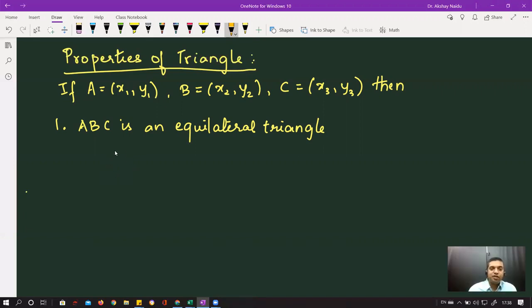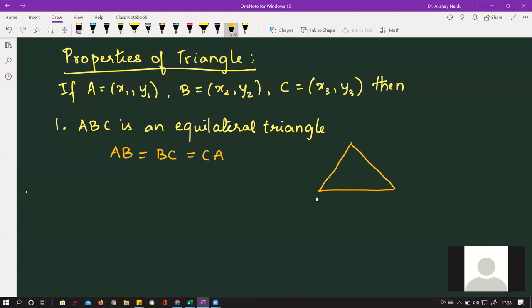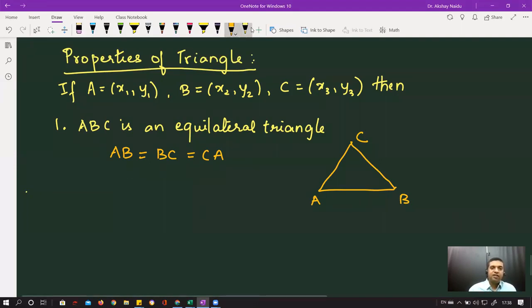When distances are equal, that is, AB is equal to BC is equal to CA. Okay, A, B, C: AB equal to BC equal to CA. All right. Next.